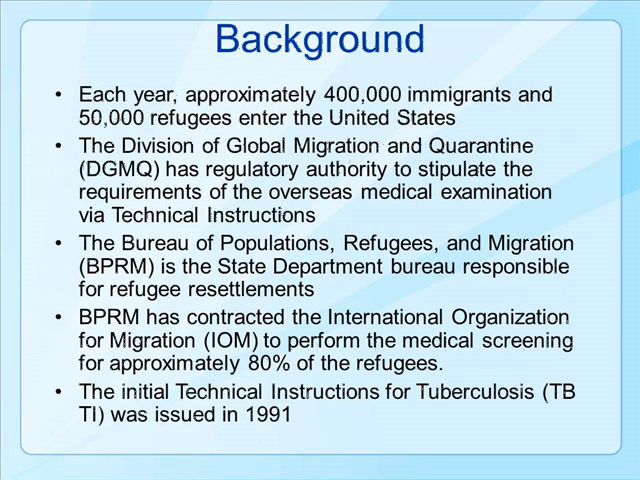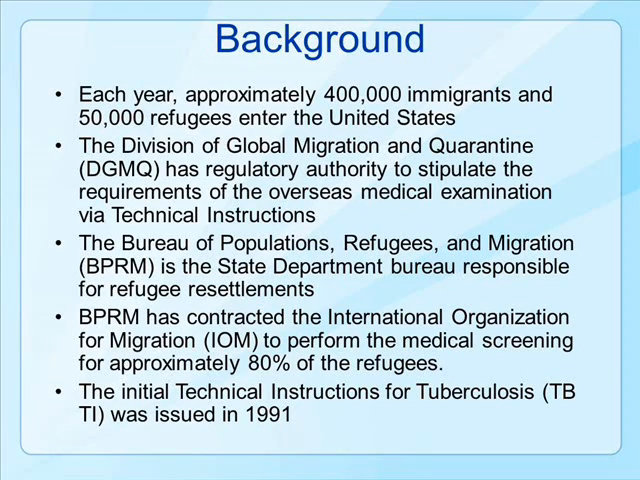So as Eileen mentioned, each year there's approximately 400,000 immigrants and 50,000 refugees that enter the United States. The Division of Global Migration and Quarantine has the regulatory authority to stipulate the requirements of the overseas medical examination via these technical instructions that apply not only to tuberculosis but to other diseases. The Bureau of Populations, Refugees, and Migration is a State Department bureau that's responsible for refugee resettlements. And BPRM has contracted the International Organization for Migration to perform medical screening for about 80% of the refugees, and perhaps even a greater percentage now.